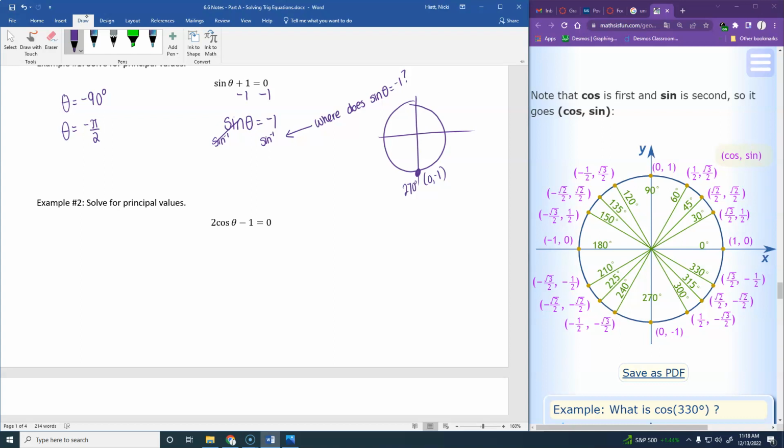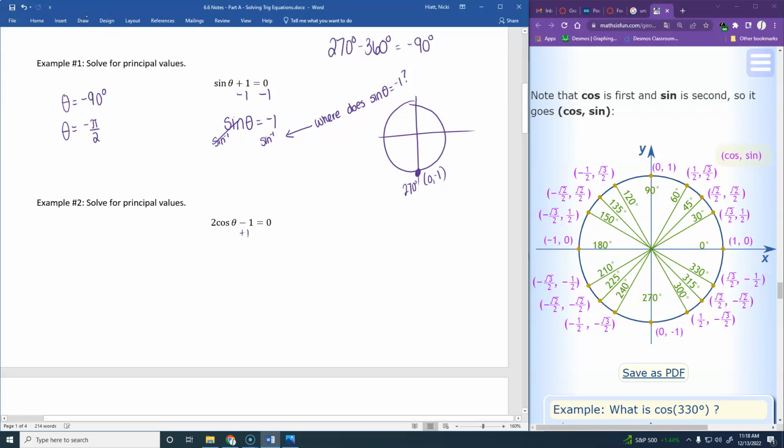All right. For example 2, I've got 2 cosine of theta minus 1. So I can add 1 to both sides. 2 cosine theta is going to equal 1. What would I do next? Divide by 2. Cosine of theta equals 1/2.